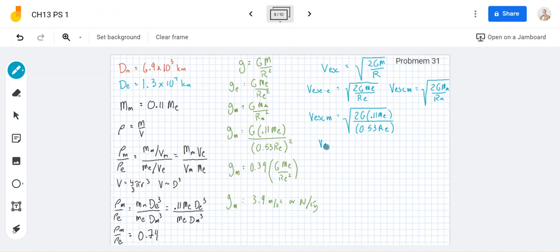So what this means here is that I'm going to take 0.11 divided by 0.53, and I'm going to take the square root of that. And I end up with 0.46 times the square root of 2g mass of the Earth divided by the radius of the Earth. Now this, again, is the escape velocity for the Earth.